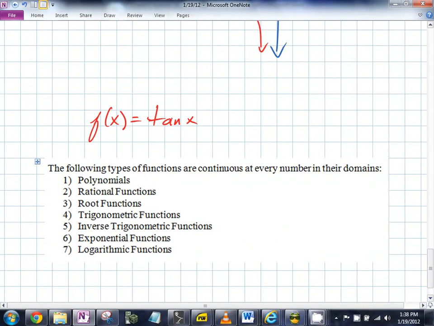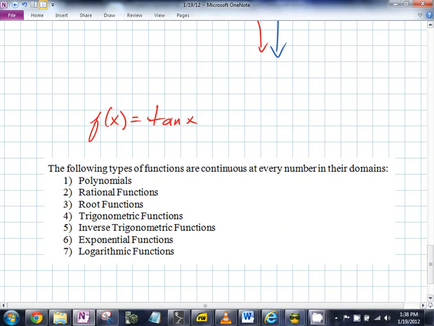It's a polynomial over a polynomial. Yeah, ratio, good. Root functions, anything with a radical in it. Square root of x, cube root of x. Trig function, are we cool with trig functions? I mean, do you know what they are? I'm not saying do you have nice, happy, joy thoughts about them, but do you know what they are?